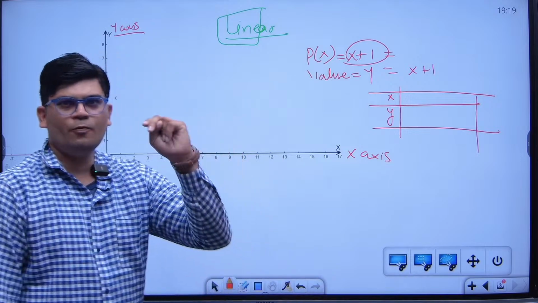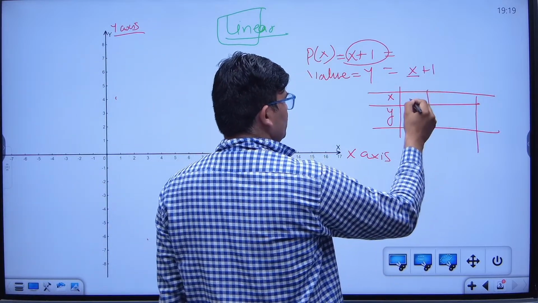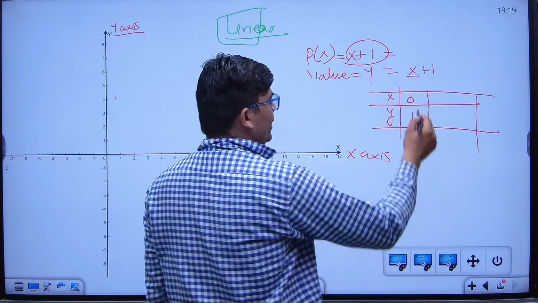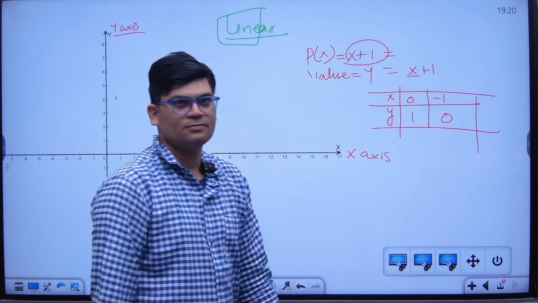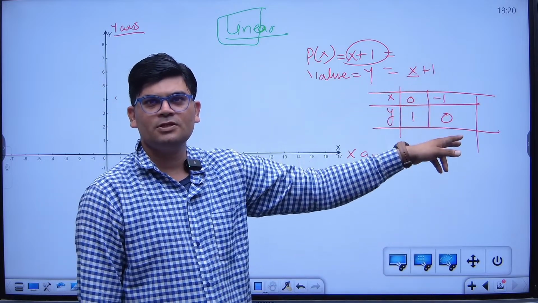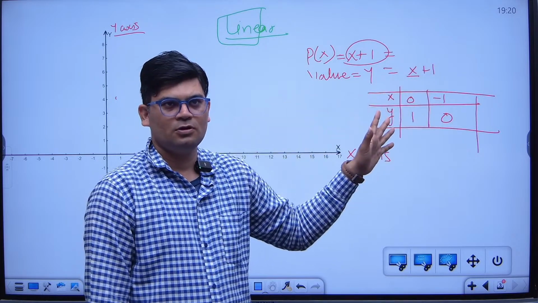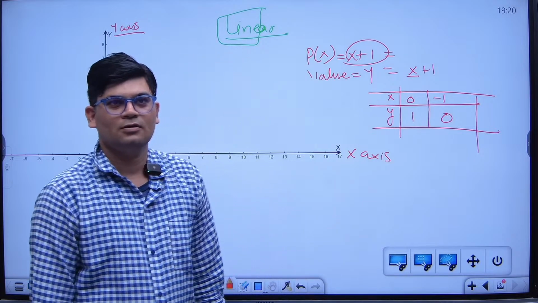Let us take 2 points, only 2 points. First you take x is equal to 0, then what will y come as? 1. You take x is equal to minus 1, what will y come as? 0. See this? Minus 1 plus 1, 0. On 0, this will become 0 plus 1, 1. Understood?